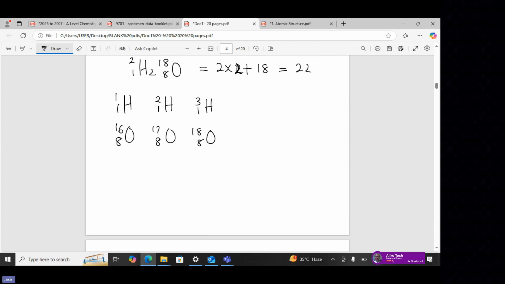What I mean is this. Look at this one. This is an atom of oxygen. The mass of this is 16 grams per mole. This is 17 grams per mole. This is 18 grams per mole. Of course, they have different masses. Am I right? Yes. Because the sizes are the same.